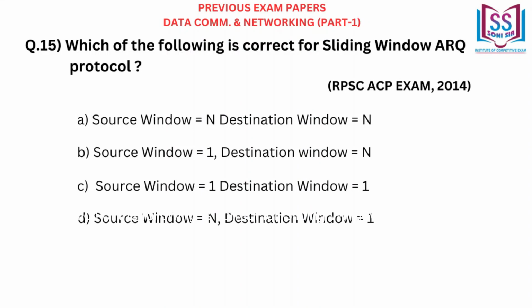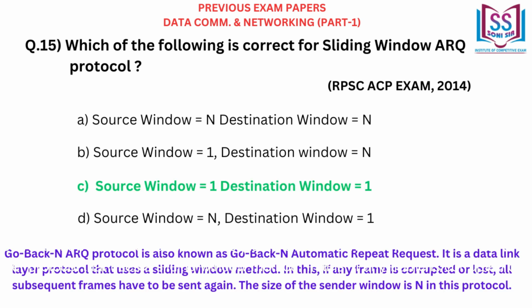Which of the following is correct for sliding window ARQ protocol? A. Source window equal to N, destination window equal to N. B. Source window equal to 1, destination window equal to N. C. Source window equal to 1, destination window equal to 1. D. Source window equal to N, destination window equal to 1. Correct answer C. Source window equal to 1, destination window equal to 1.